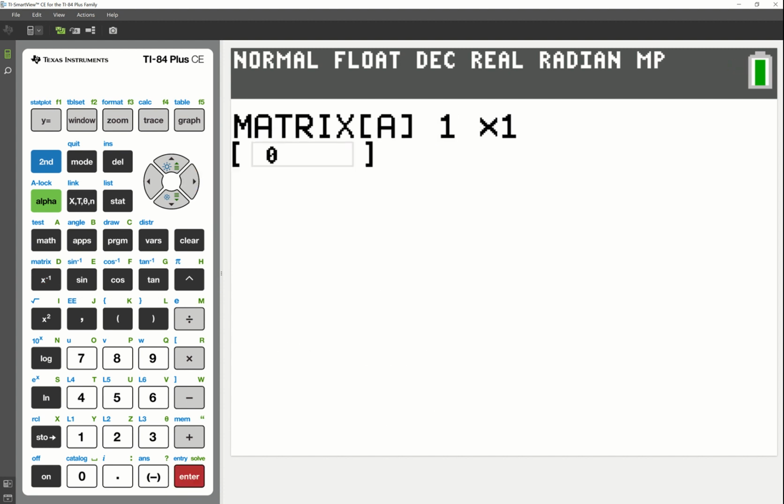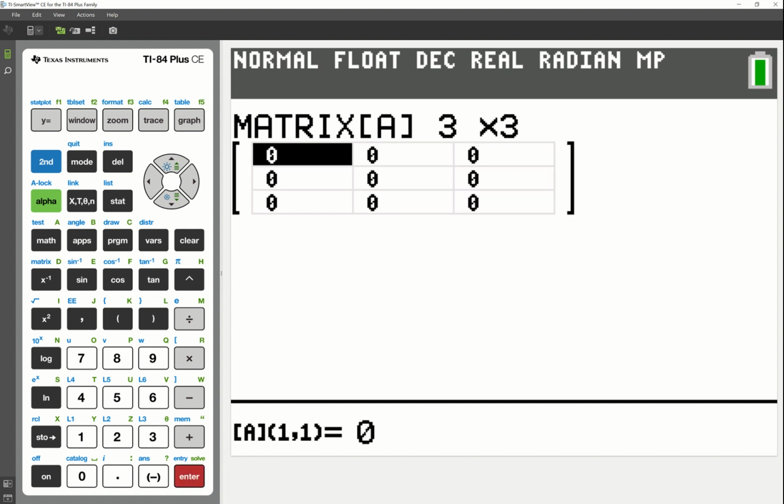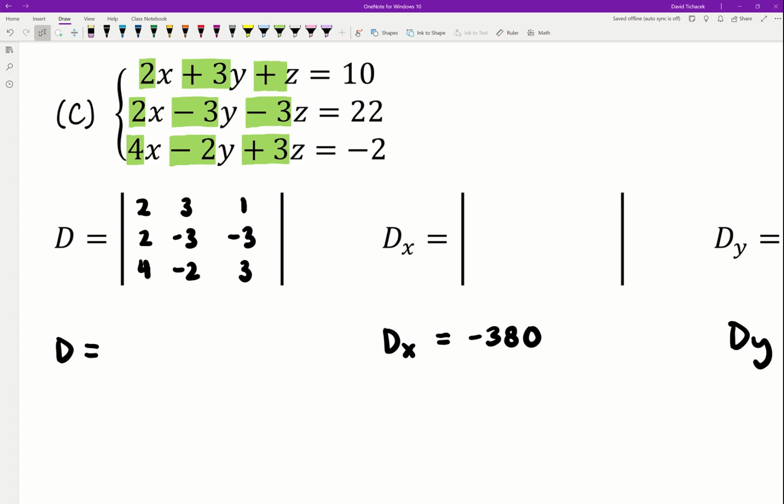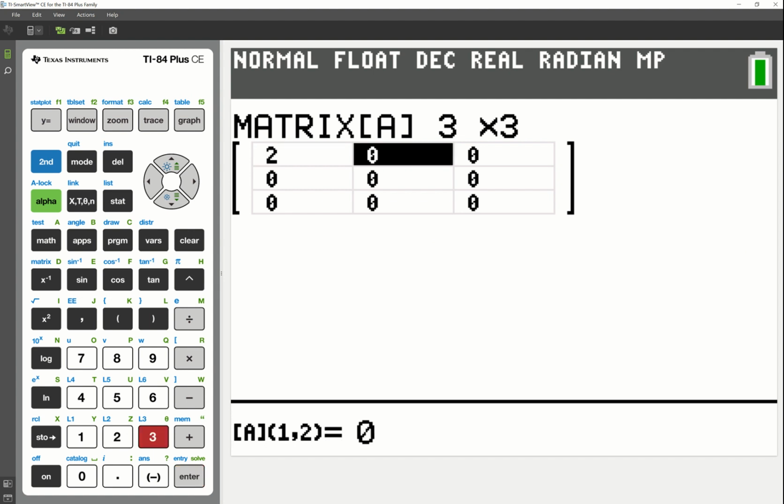We know that we want to type in a 3x3 matrix. So I'm just going to punch those in. And we reviewed how to punch in a matrix in an earlier video, so I'm going to blaze through this. What I'm going to do is my original coefficient matrix here. So in my first row, it says 2, 3, 1. So I'm going to say 2, enter, 3, enter, 1, enter.